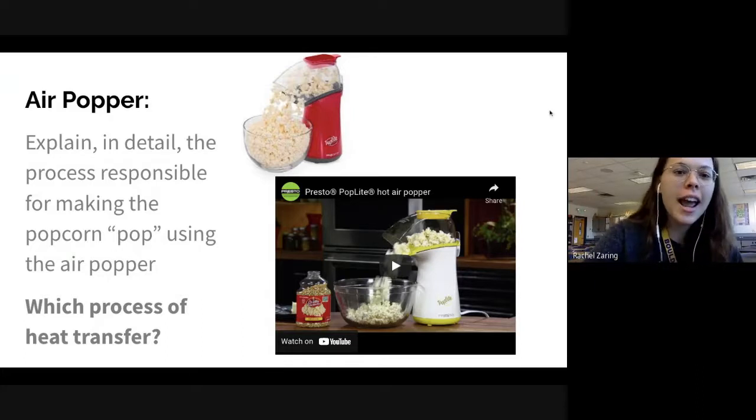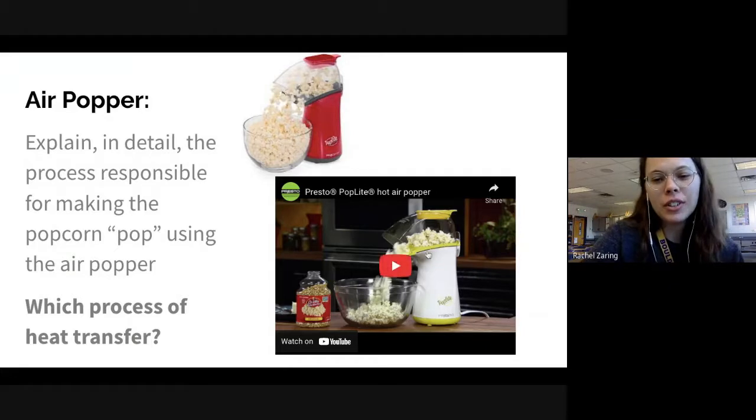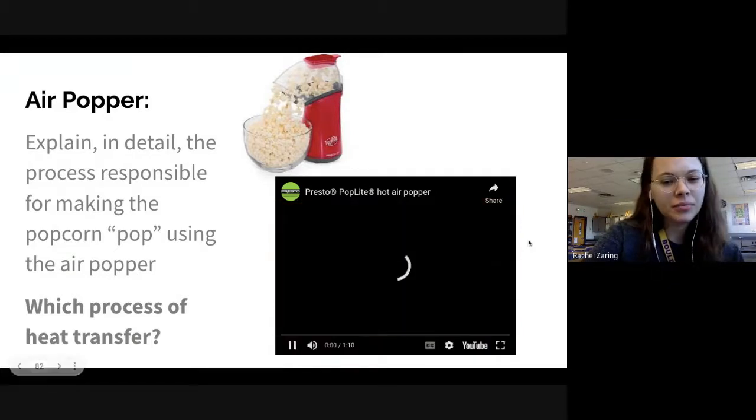All right, so an air popper, if you've never seen one of these, this is what it looks like.